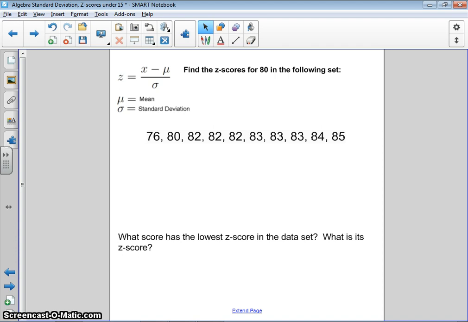My next problem right here, it says find the z-score for 80 in the following set. So this is exactly what we just did. You're going to try and answer that. And then I want you to think a little bit and tell me which score in this set has to have the lowest z-score, and then find out what that is. So I'll hit pause right now so you can do the work on this set.